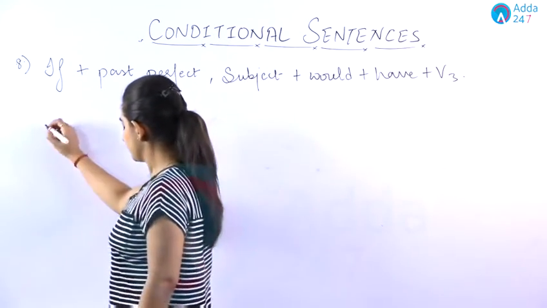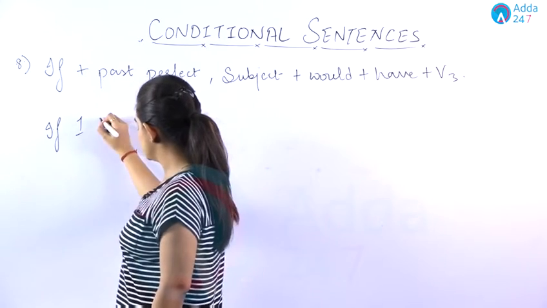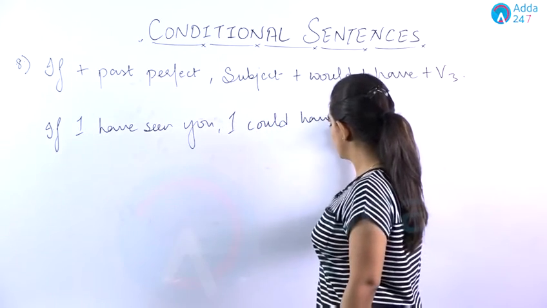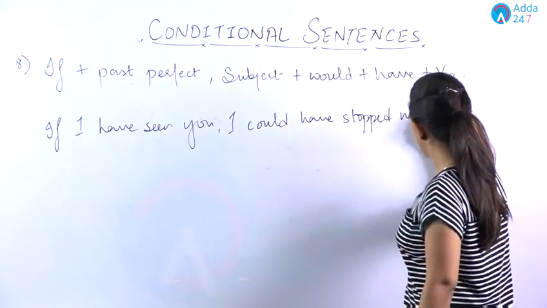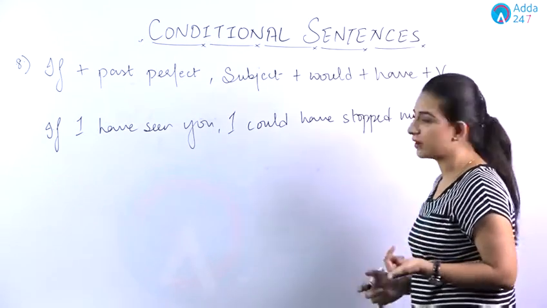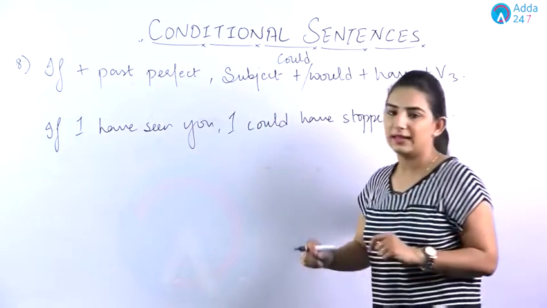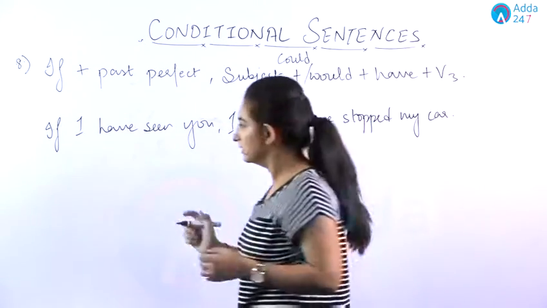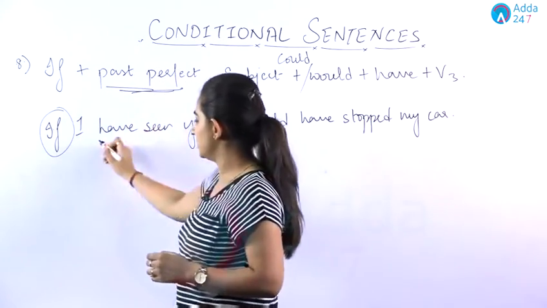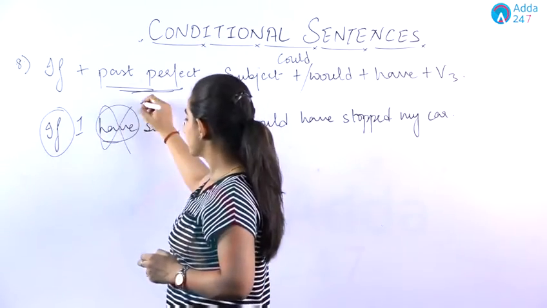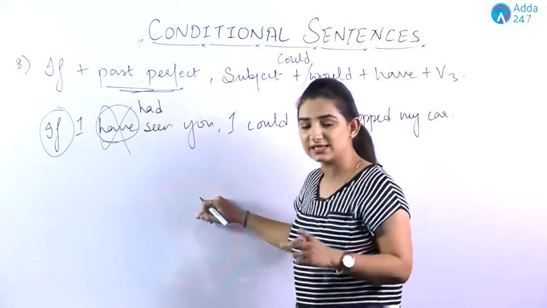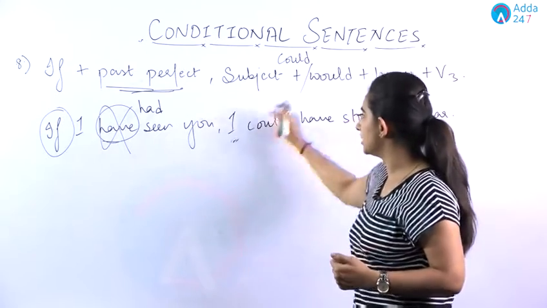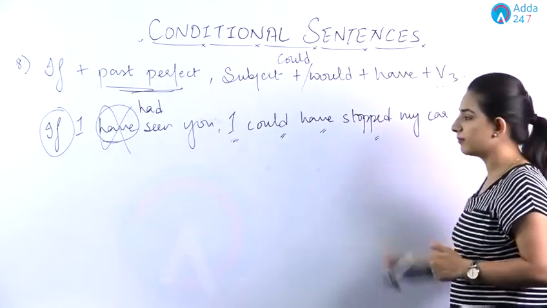Let's take an example. If I have seen you, I could have stopped my car. Now here would or could, anything can be placed. If I have seen you, I would have stopped my car. Now what is the incorrect part here? The incorrect part is if associated to past perfect. This is not past perfect. What we need to place is if I had seen you. Past perfect says had plus verb's third form. So had plus verb's third form. If I had seen you, I is the subject, could have plus verb's third form, stopped my car.